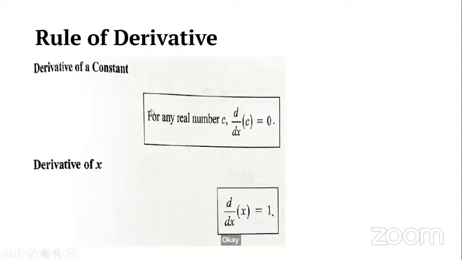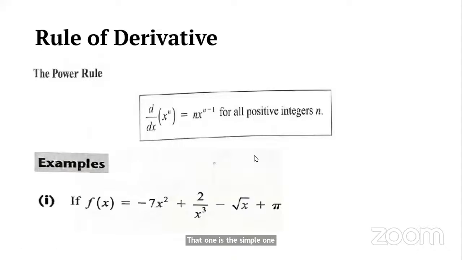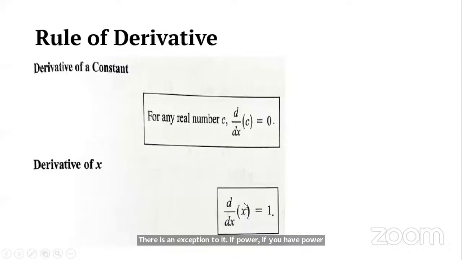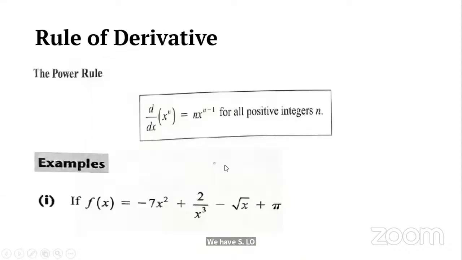Okay, all right. So this function is C, and C is a constant. If you differentiate a constant, you have zero, from SHS. And as well, if you differentiate S, you get 1. That one is the simple one, the way we learned it from SHS. But there is an exception to it: the power rule. If you have the power rule, that means you have S with an exponent. Here we have S alone, which is exponent 1. But the moment you have S to the power n, it has changed.